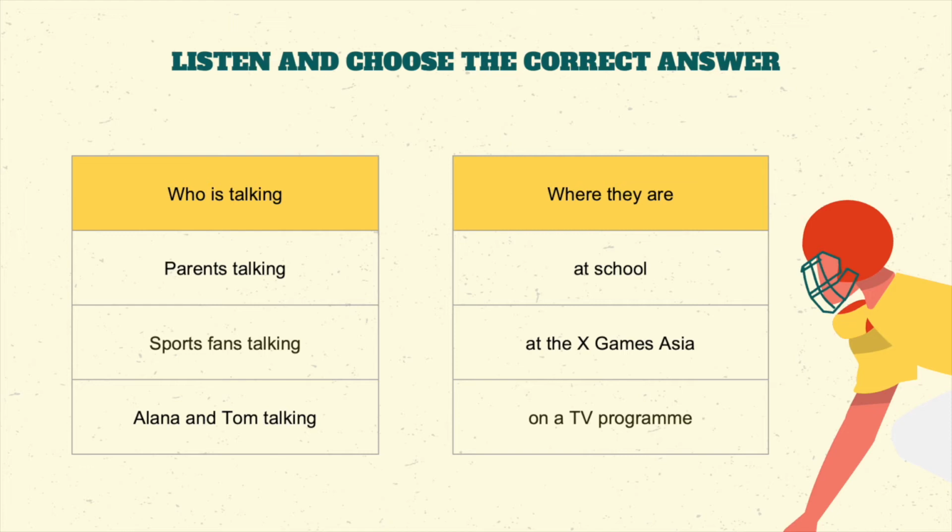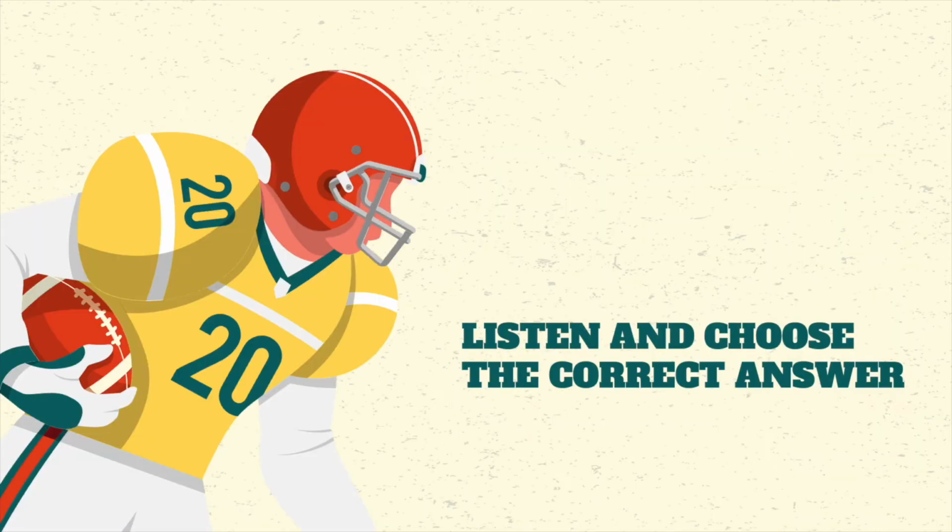But before we listen to the audio, let us go through the choices of answers here one by one. Who is talking? Parents talking, sport fans talking, Alana and Tom talking. Moving to the right column, where they are. At school, at the X Games Asia, on a TV program. Take note that later on, when you are listening to the audio, there are two things that you will have to focus on. First, you will need to identify who is talking in the audio, and after that, you will have to identify again where the audio takes place. Are you ready? Let's listen to the audio.